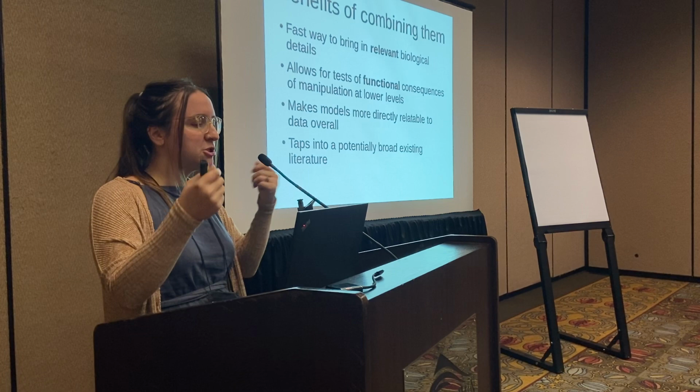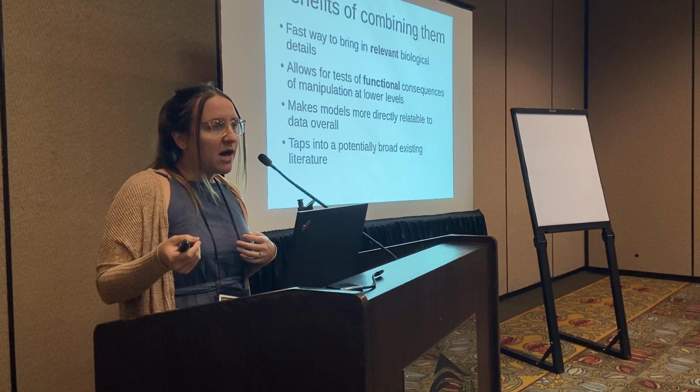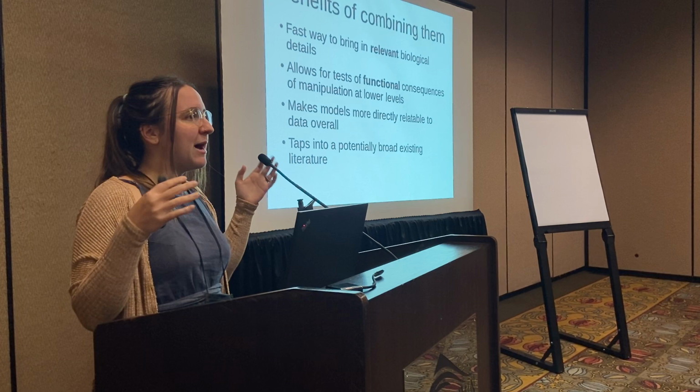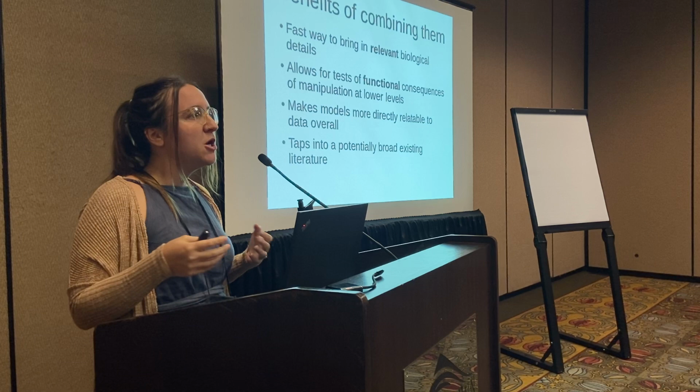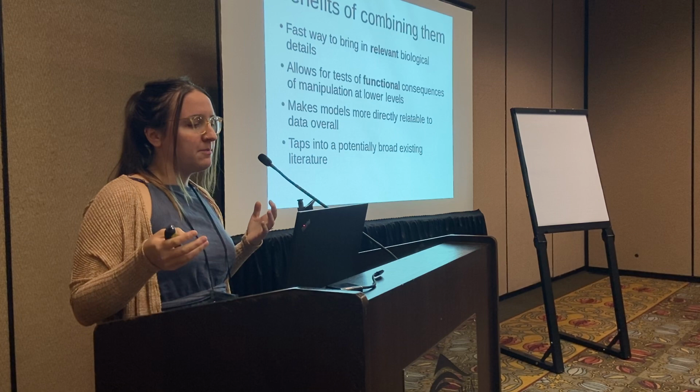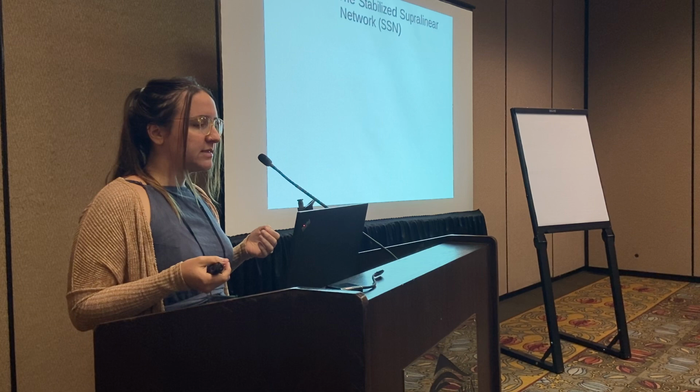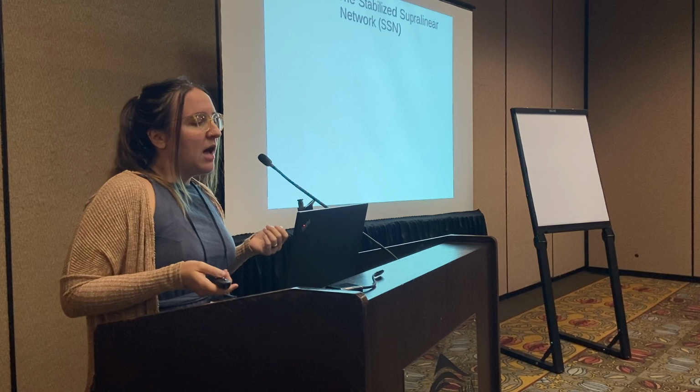And then on top of that, if you're studying or using a neural circuit model that has existed in the literature for a while, there have been many papers written about that neural circuit model and how to understand it and its behavior in different circumstances. So you're tapping into a potentially broad existing literature when you try to understand the network that you've trained. The example that I'm going to talk about is a specific neural circuit called the stabilized superlinear network, and it's meant to mimic certain properties of visual cortex.